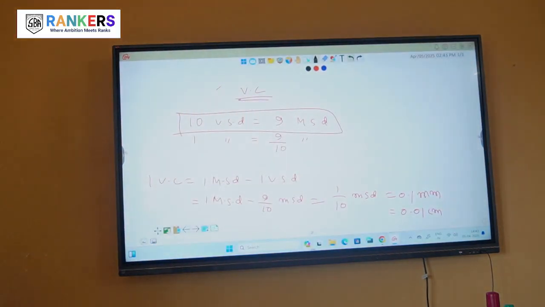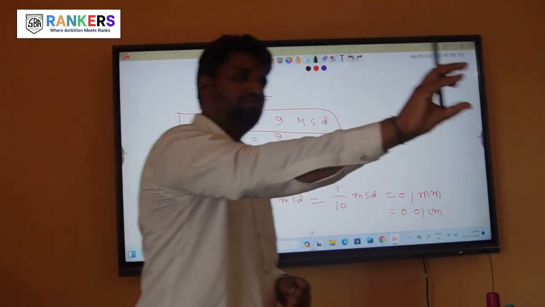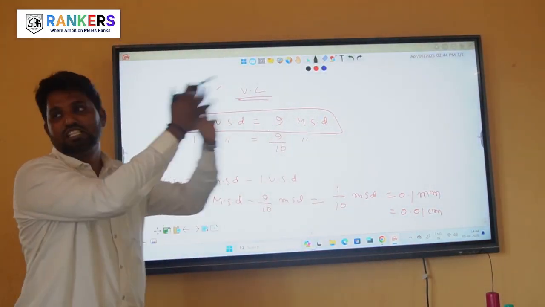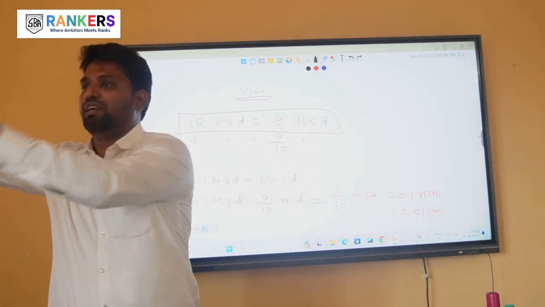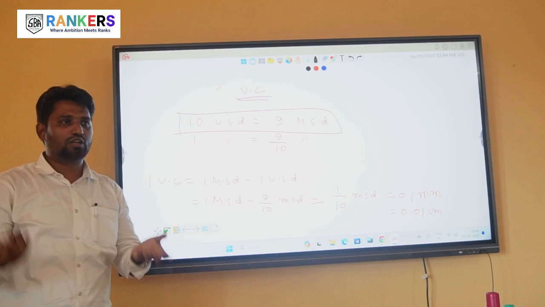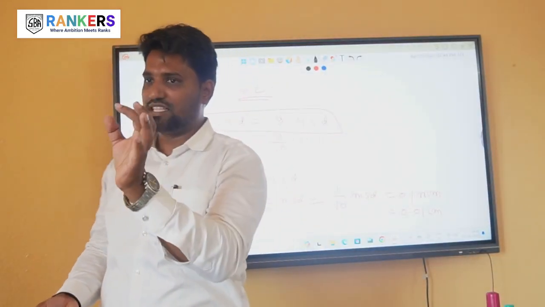10 Vernier scale divisions equal to 9 Vernier scale divisions. They will give their own numerical values. They will say if this value matches this value, then calculate the diameter, or calculate the volume, anything, but you require the thickness now.